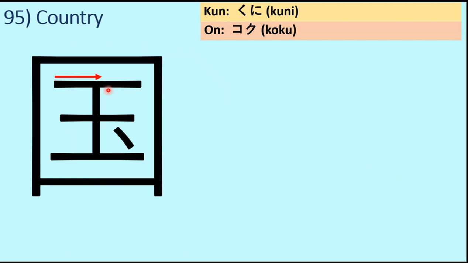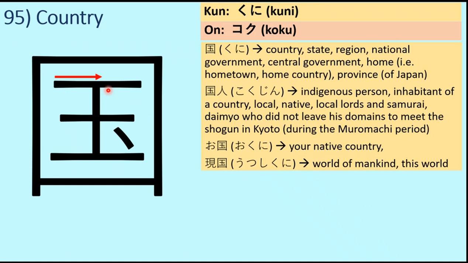The last character for today's lesson is that character that represents country. So kuni, koku. We have already come across these in today's lesson when we discussed the father of the nation, builder of the nation, and also in mother, where we discussed motherland. Both these contained this character which represents the nation or the country. Kunyomi reading is kuni, onyomi reading is koku. Kuni is country or state, region, national government, central government, home, that is hometown, home country, or a province in Japan. So this character may be used in combination with some other characters to represent each of these.